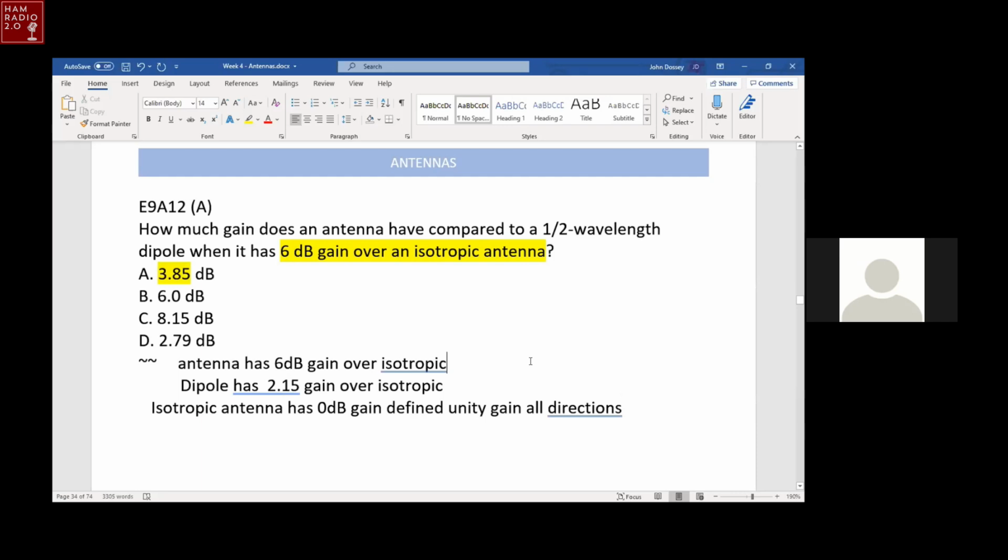Yeah, that's clear. So, I mean, we really don't care how much a dB is at this point. We just know that we have 6 dB that we're working with because that's what they're telling us. Yes. We're in isotropic. And we got 2.15 dB the dipole has over the isotropic. So we're just doing a calculation here. Yes, that's right. A dB is a relative measure. It's not anything specific. Correct.